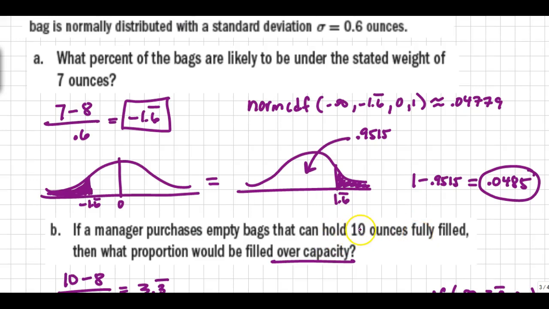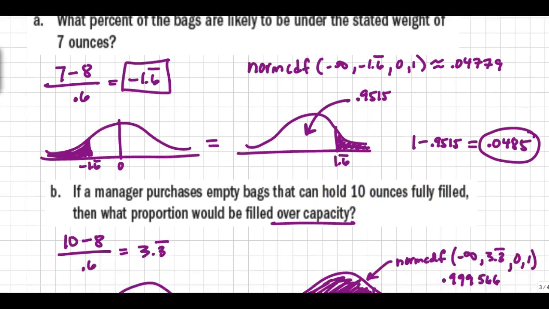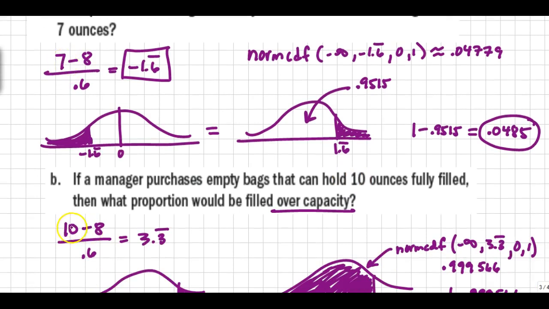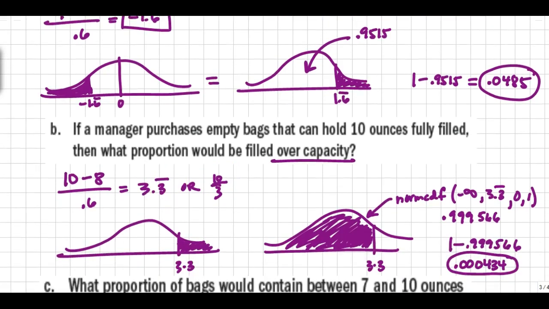So we're going to convert the 10 to the z-score. So we do the same thing that we did with the 7, only now it's with a 10. And now we're going to get a positive number. We get 3.3 repeating. Or in improper fraction form, that would be 10/3. So that way we won't have to worry about the repeating decimal there. So let's look at what that actually looks like in picture form.